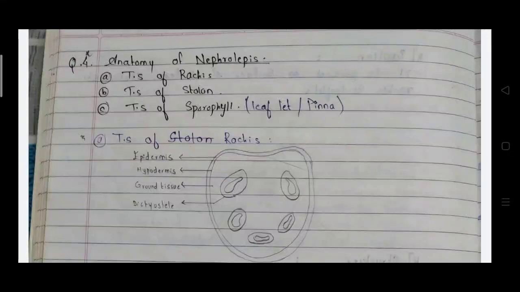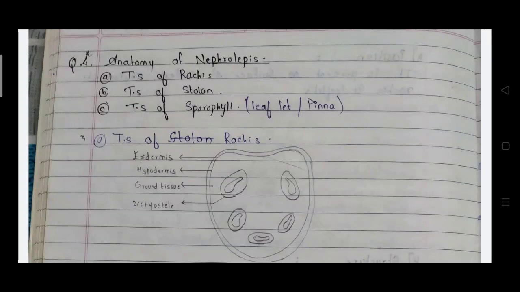Hello students. The next point in your syllabus is the anatomy of pteridophytes. Anatomy is nothing but the study of the internal structure of the plants. In that we have to take the transverse sections of the rachis, stolon and sporophyll, that means the leaflets of pinna. So let's discuss the transverse sections of this plant one by one.